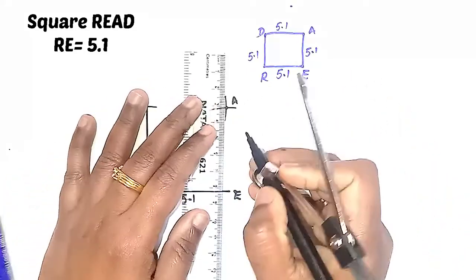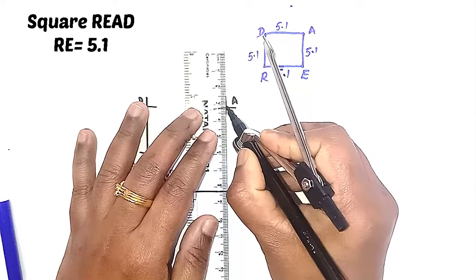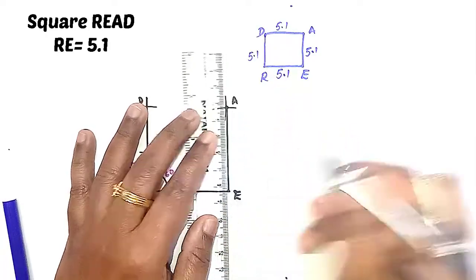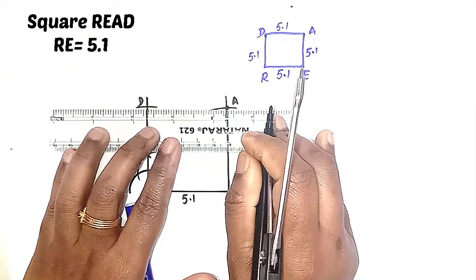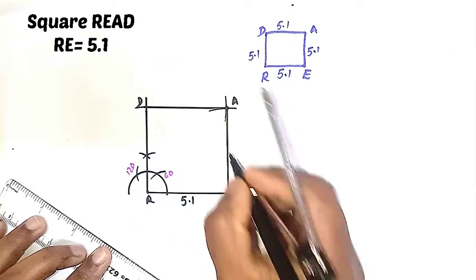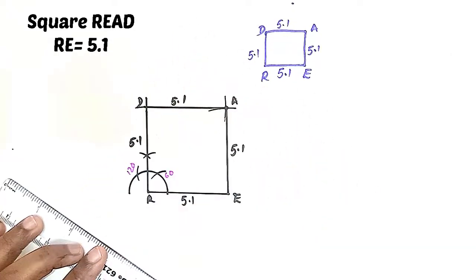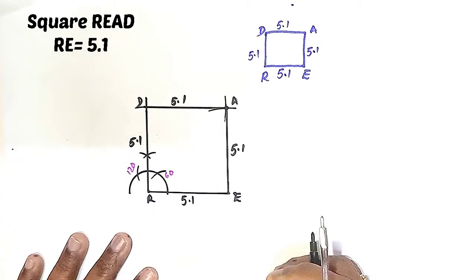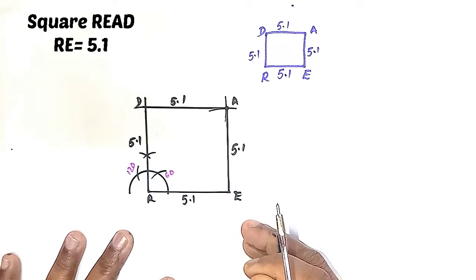Then join these two to make a square. Then join this also. Here 5.1, 5.1, 5.1. This is the required square READ. Hope you all understood.